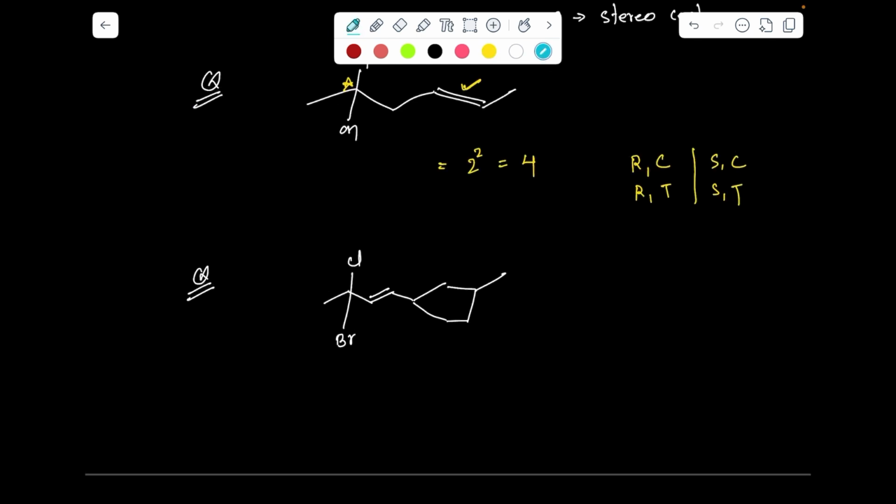In this case we have to identify how many stereoisomers we have. We have this chiral center, this double bond where geometrical isomerism is possible, this is chiral and this is also chiral. So in total we have 2 to the power 4, meaning 16 isomers.